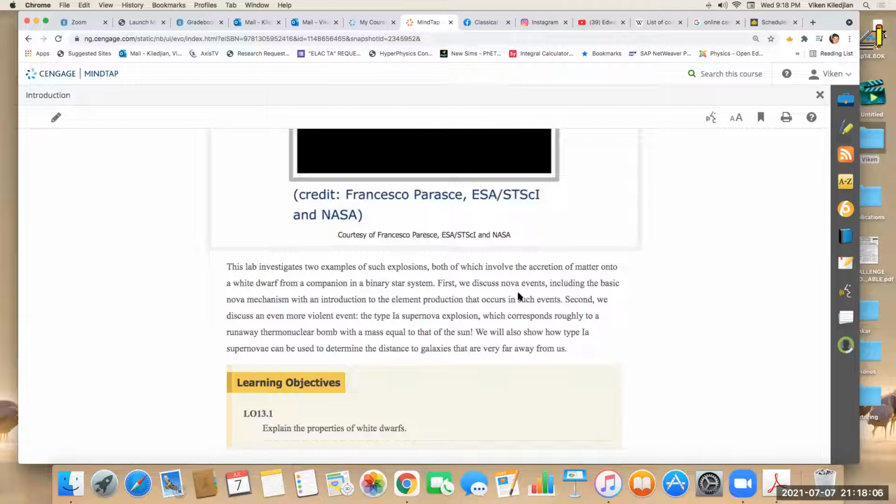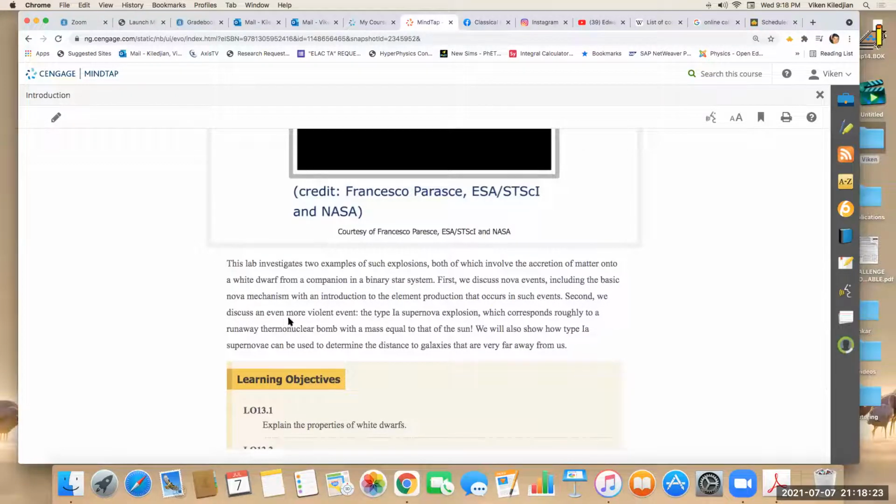So both of the ones that we're going to explore in this lab relate to explosions involving a white dwarf. First, we discuss nova events, including the basic nova mechanism, with an introduction to the element production that occurs in such events. Second, we discuss an even more violent event, type 1A supernova explosions, which corresponds roughly to a runaway thermonuclear bomb with a mass equal to that of the sun. Oh my gosh. We will also show how type 1A supernovae can be used to determine the distance to galaxies that are very far away from us.